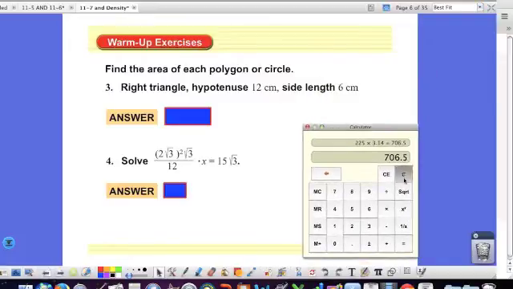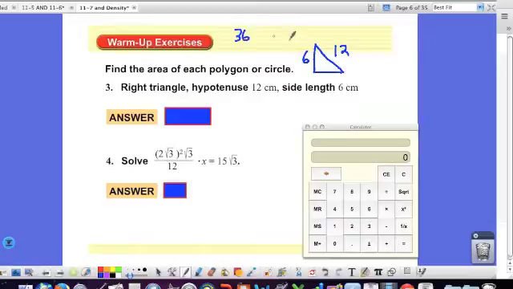Now find the area of each polygon or circle. We have a right triangle with a hypotenuse of 12 and a side length of 6, meaning we have to find, this is a base and a height, we need to find this other number here.